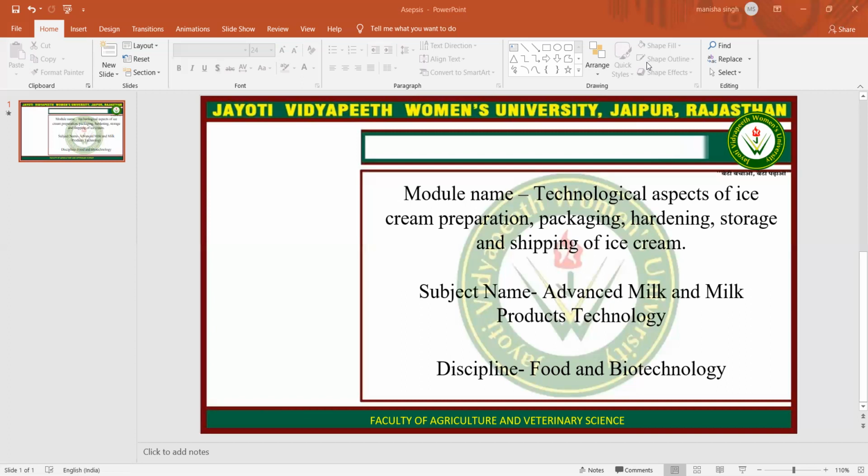Next step after homogenization is cooling at 0 to 5 degrees Celsius and aging, done for more than 12 hours. Aging basically refers to the holding of the mix at a low temperature for a certain time period. Now, what is the advantage of aging? Aging improves the body and texture of the ice cream, increases the maximum overrun, that is the volume of the ice cream produced from the ice cream mix, and then increases the melting resistance.